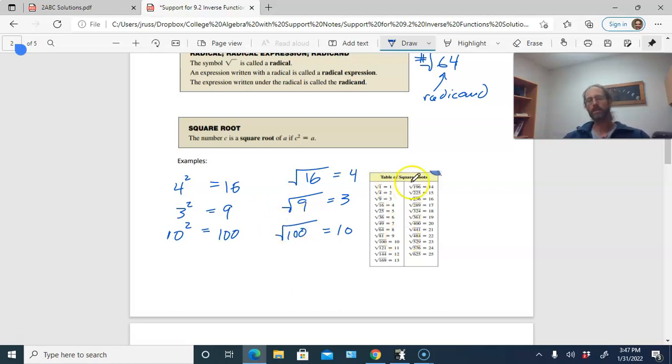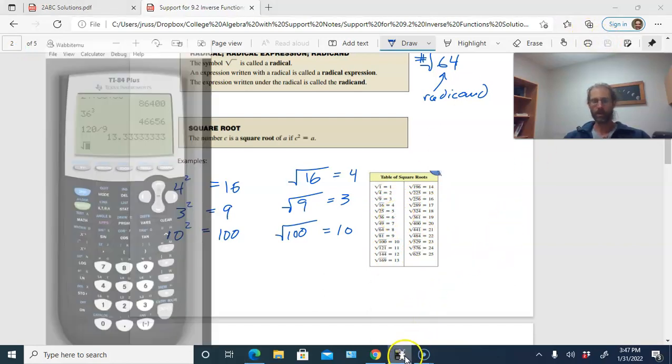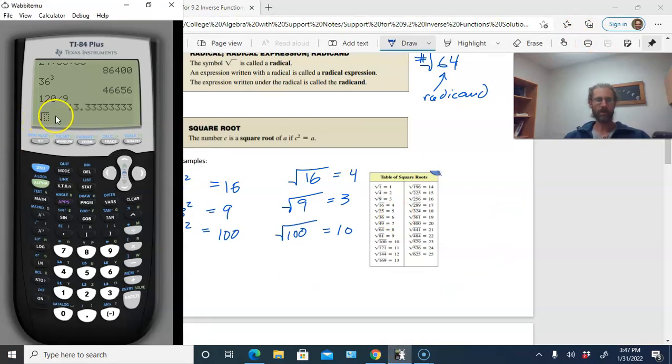And here's a list of some square roots right here, guys. So you can see here, square root of 169 is 13. That means that 13 times 13 is 169. Square root of 25 is 5. Square root of 36 is 6, etc. Your calculator will do these as well. So I've got the square root key in there. If I put in, say, 36 and hit enter, it'll tell me it's 6.